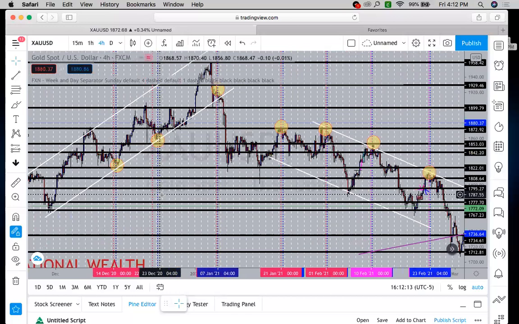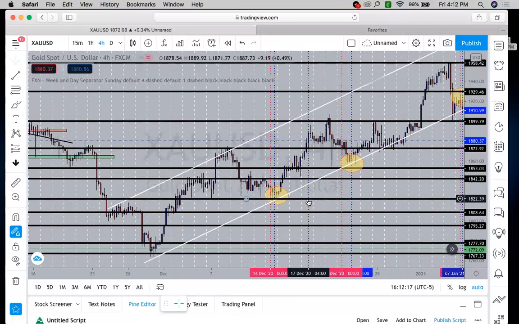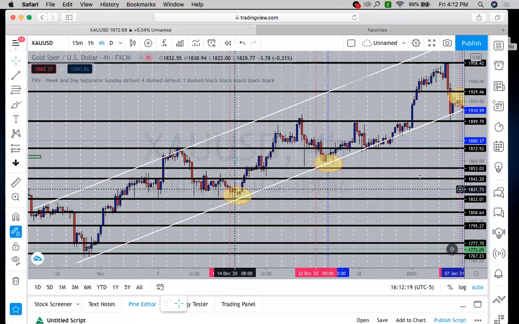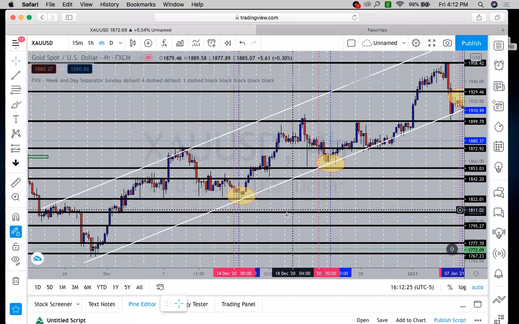At these yellow circles. So first, I got a lot of support and resistance lines, which are these black horizontal lines going across here. Some of those are actually drawn by me on the 1 hour time frame as well.